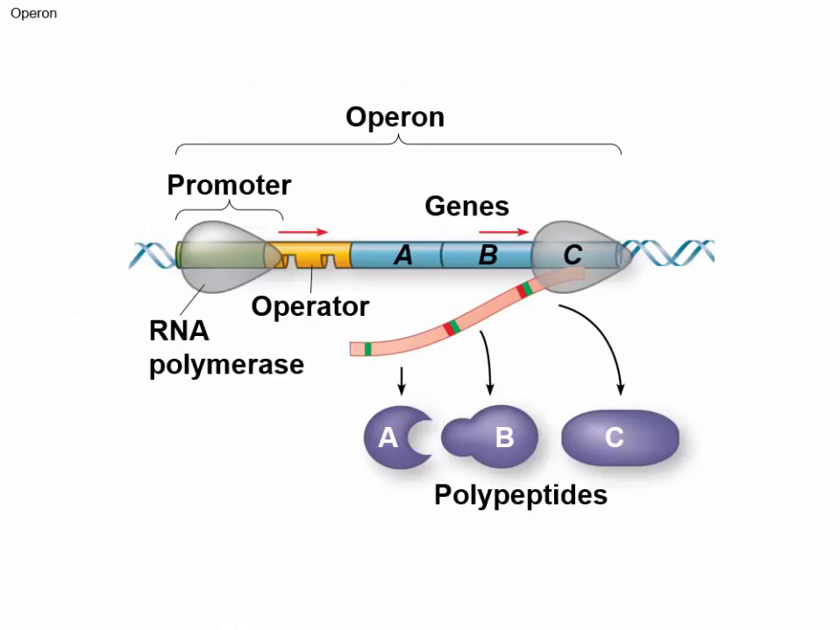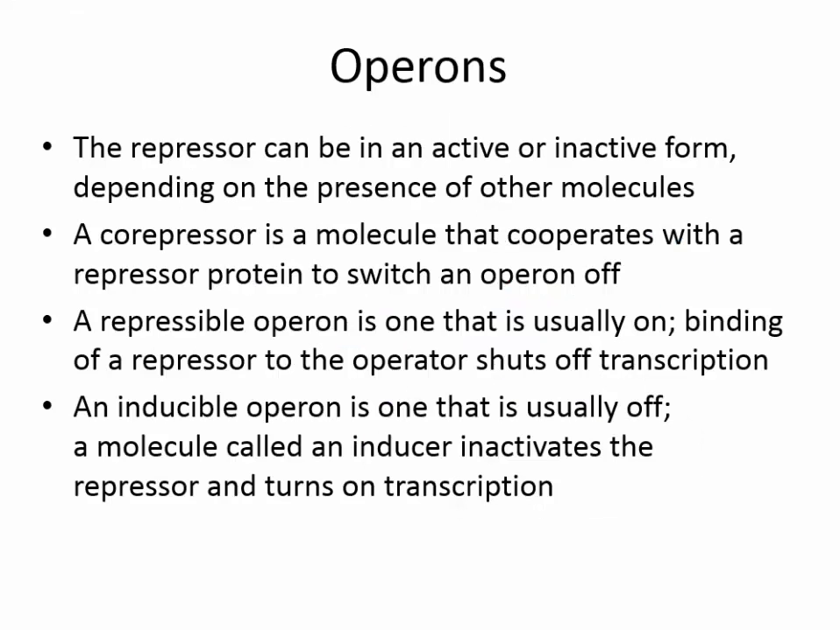So here we are, and this entire thing is called an operon. It includes the promoter, it includes the gene, and it includes the operator. The repressor can be in an inactive or active form depending on the presence of other molecules. A co-repressor is a molecule that cooperates with a repressor protein to switch an operon off.